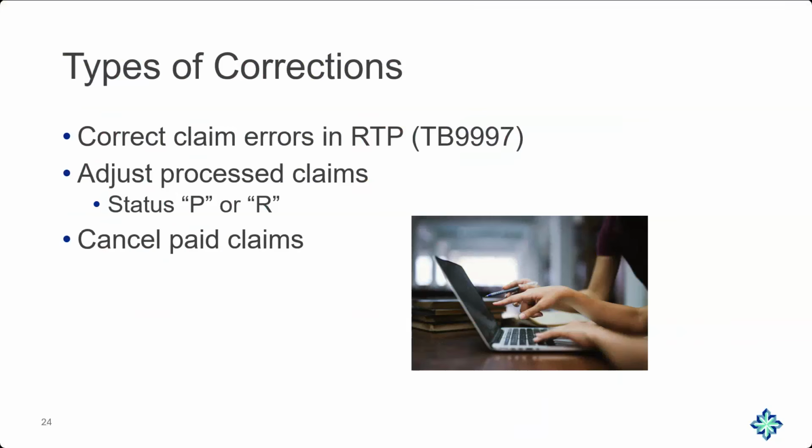Now, this slide lists the types of actions that the claims corrections menu will allow you to do. You can correct claims that are in returned location TB 9997. You can adjust a paid or rejected claim, so claims that are in status P or R, do that debit credit adjustment there. Or under certain circumstances, you can cancel a paid claim.